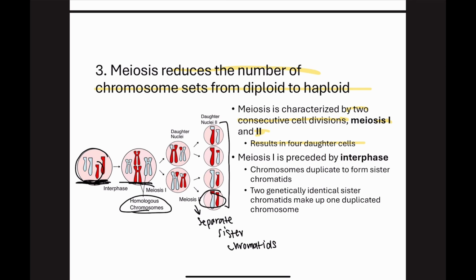So meiosis 1 is preceded by interphase, in which our chromosomes are going to be duplicated to form sister chromatids. We have two genetically identical sister chromatids that are going to make up one duplicated chromosome. Those sister chromatids are going to be closely associated all along their length, and this association is called sister chromatid cohesion. In contrast, the two chromosomes of a homologous pair are individual chromosomes that were inherited from different parents.